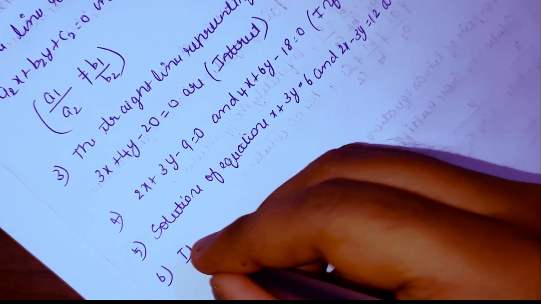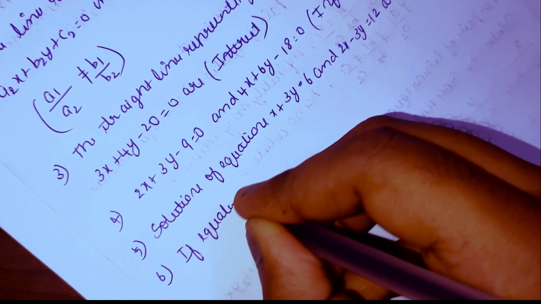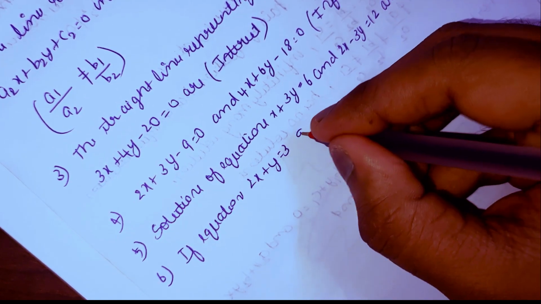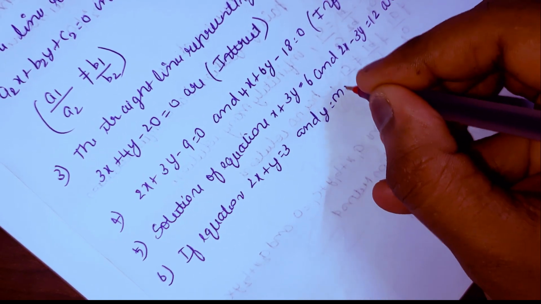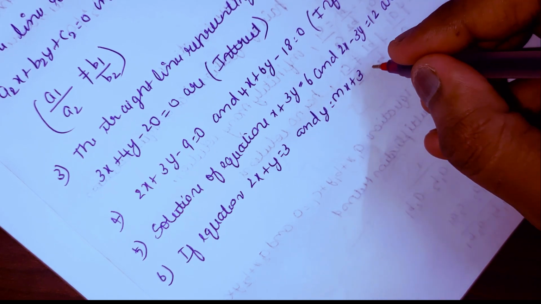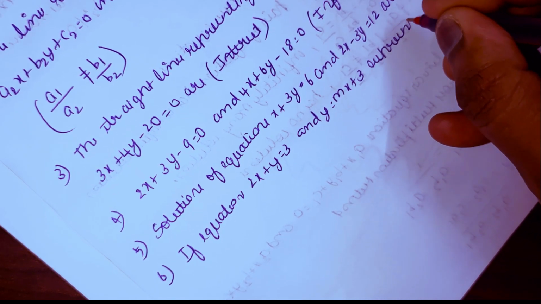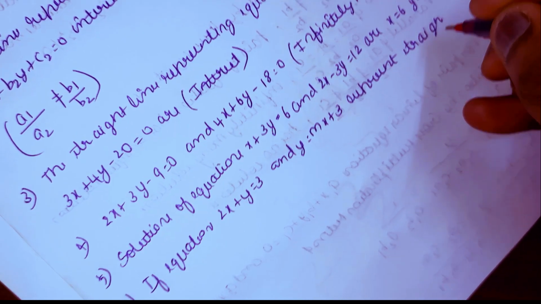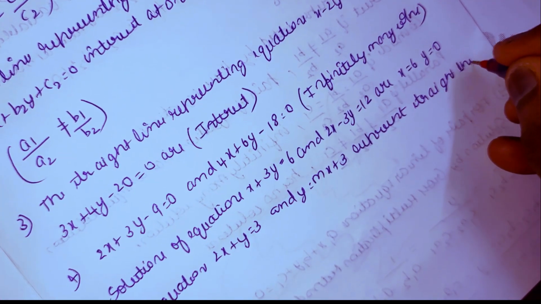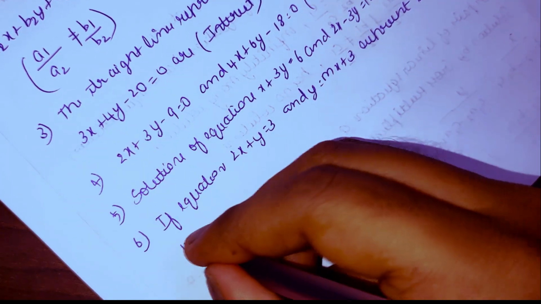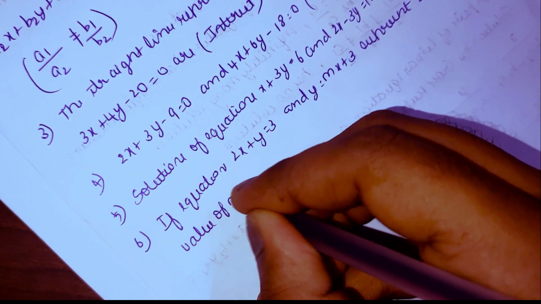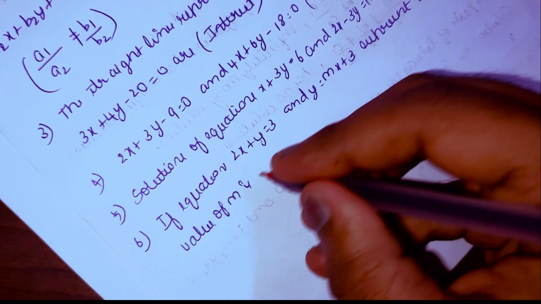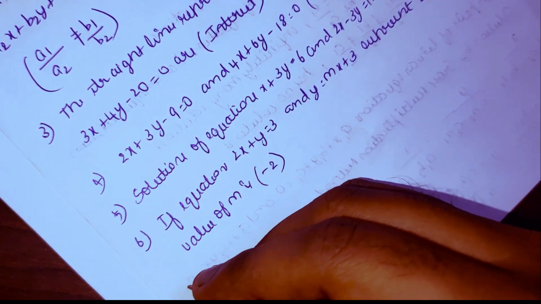Sixth question. If the equations 2x plus y equal to 3 and y equal to mx plus 3 represent a straight line, the value of m is... The answer is minus 2.